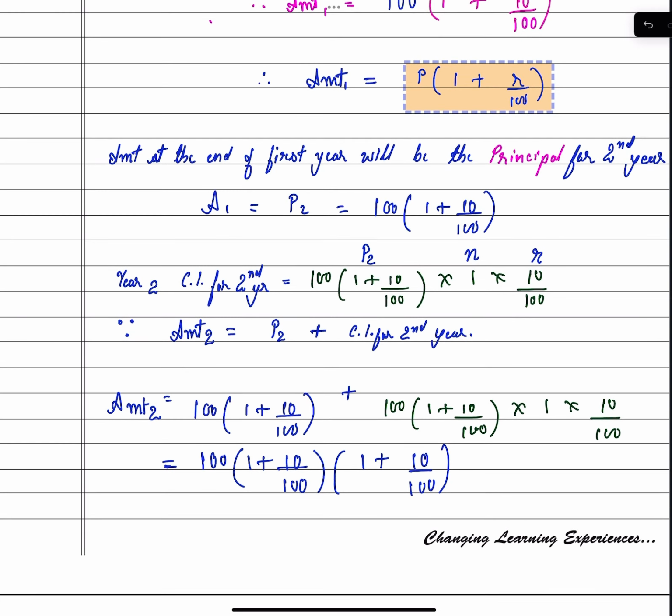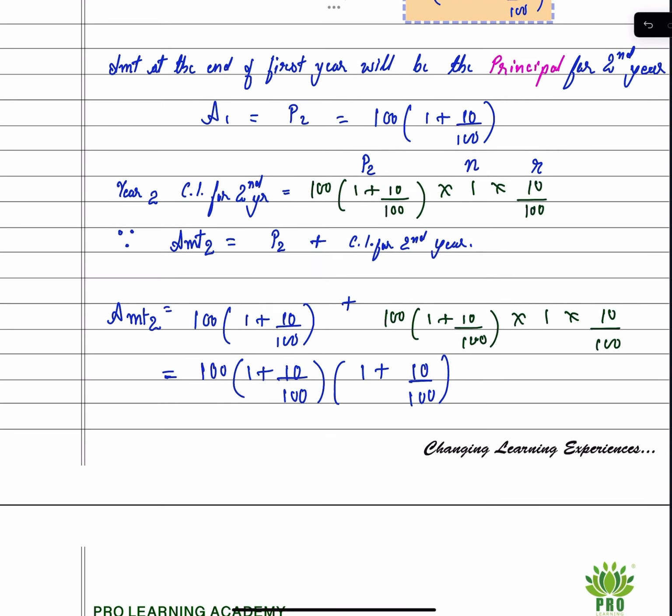Now our year 2 begins. When our year 2 begins, we are interested in the compound interest earned in the second year. The compound interest earned in the second year will be based on the principal, which is the amount at the end of the first year, which we call P2. So this is my principal for the second year. My time again is 1 year because we only talk about the second year. Our rate remains 10 over 100, which could be R over 100 when we do the replacement.